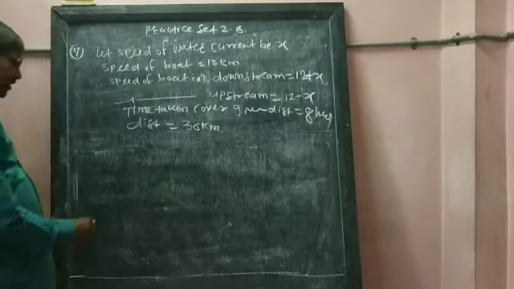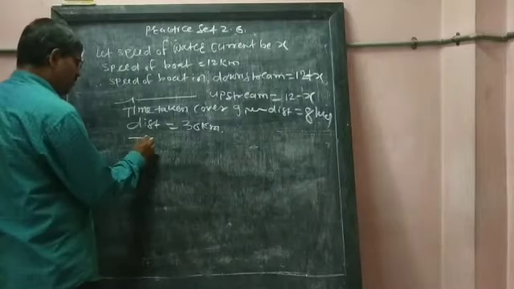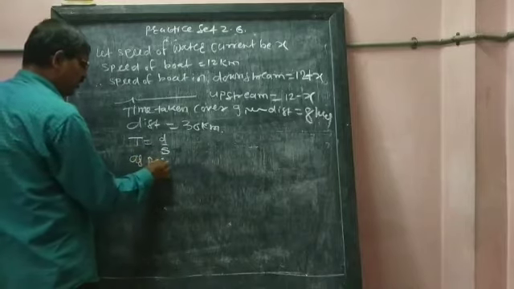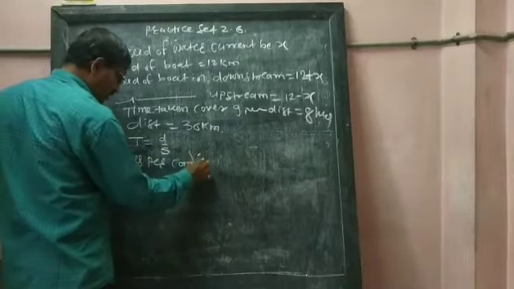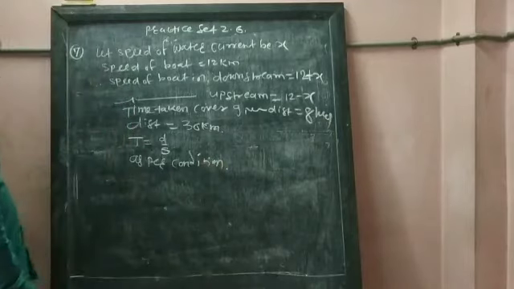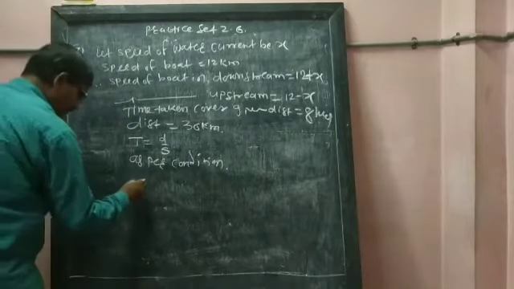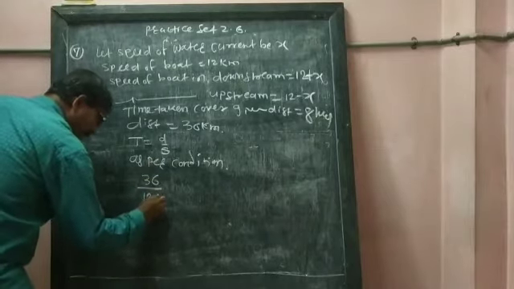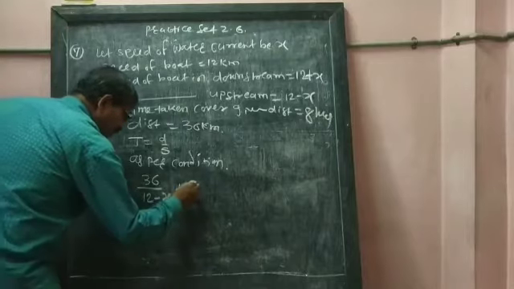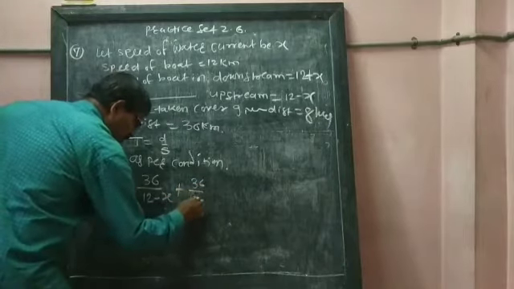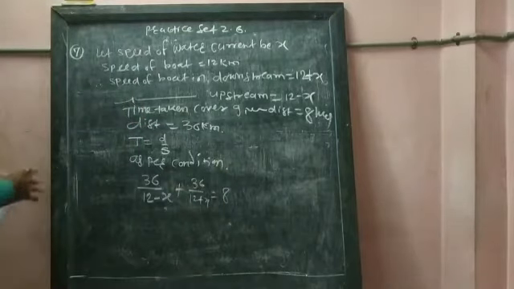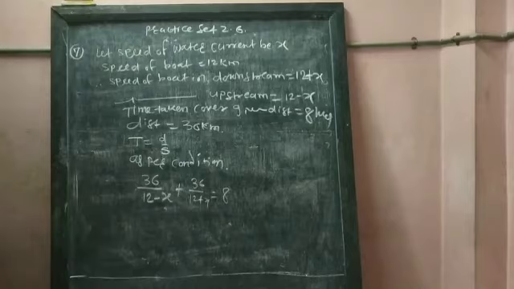So speed is equal to distance upon time. Time is given to you, which means distance upon speed is the formula. As per this condition, from this formula we can prepare the equation. The distance is 36, so 36 upon 12 minus x, plus 36 upon 12 plus x is equal to how much? 8 hours is given. So we should solve this equation. If you understand, then we will start to solve this equation.